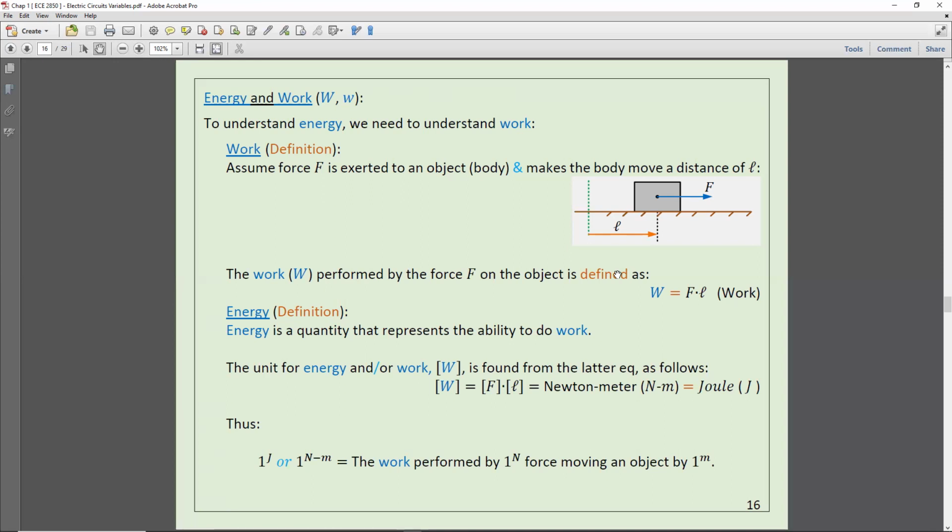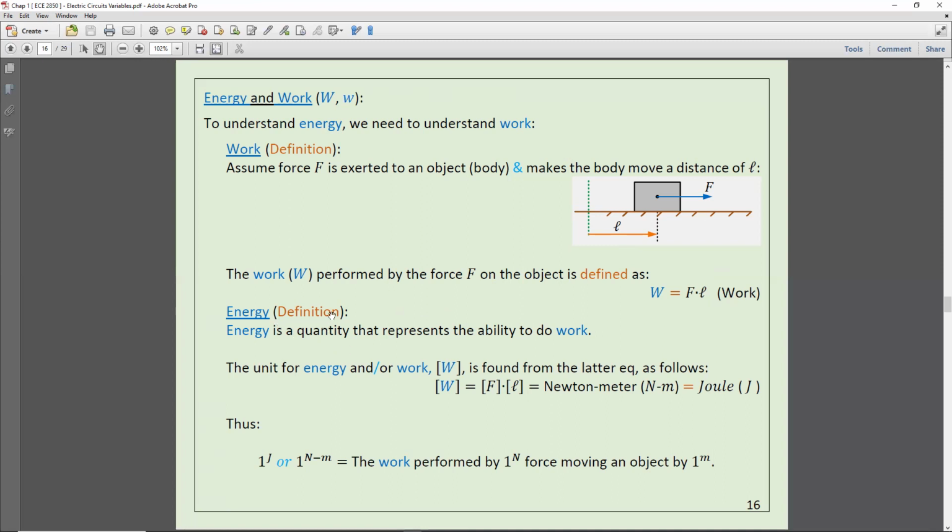So in physics, here I want to define energy. Here, energy, I mean electrical energy for sure. But in order to understand energy, we need first to start with work. So work means F times L: the force needed to move an object distance L.